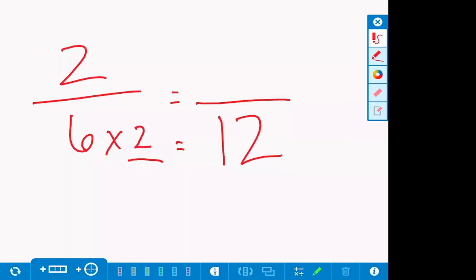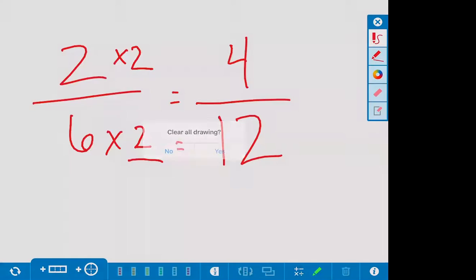Now, the rule that you'll always tell yourself: whatever you do to the bottom, you've got to do to the top number. So we multiplied the bottom number by 2, so we're going to multiply the top number by 2. And 2 times 2 is? Anyone? 4. Excellent. So guess what? 2/6 is equivalent to 4/12. So once you find that connection on the bottom, it makes the top super easy.